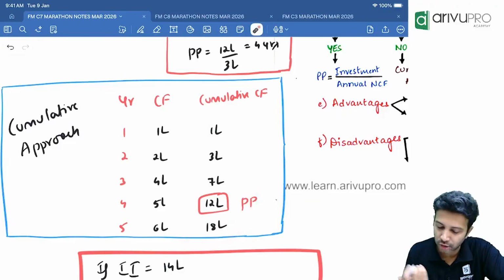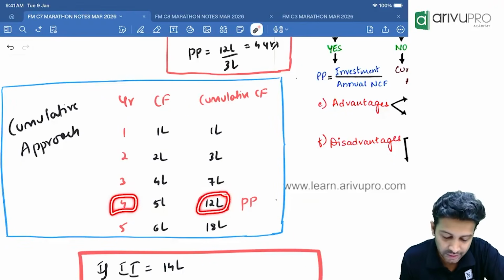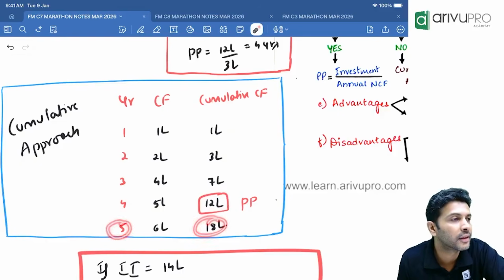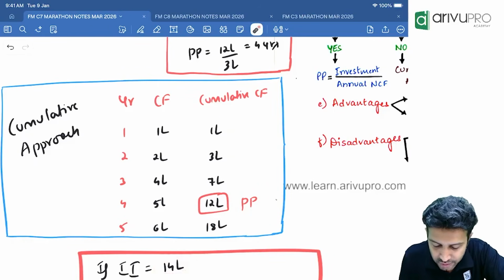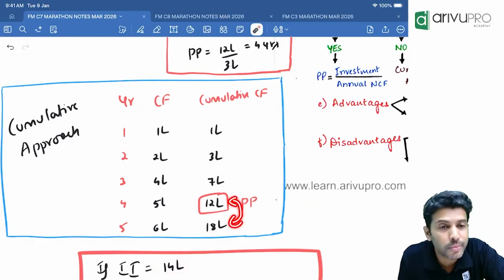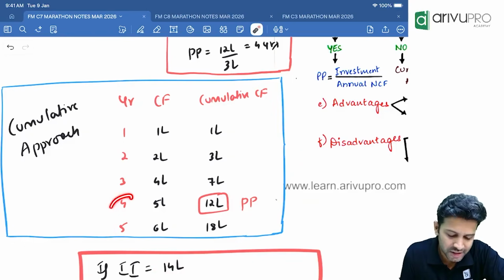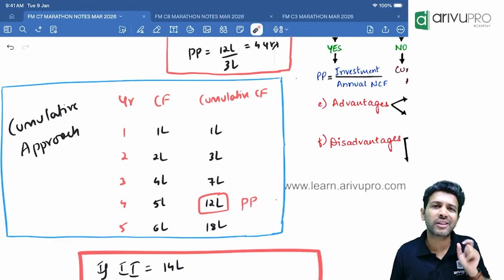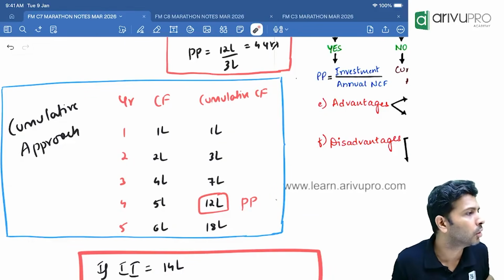So how to solve in that case? Now check, up to the 4th year, how much have you recovered? 12 lakh. Up to the 5th year, how much have you recovered? 18 lakh. But we want to recover 14. Can I say 14 lakh falls between these two? That means it falls somewhere between year 4 and year 5. So we can conclude the payback period is somewhere between year 4 and year 5.